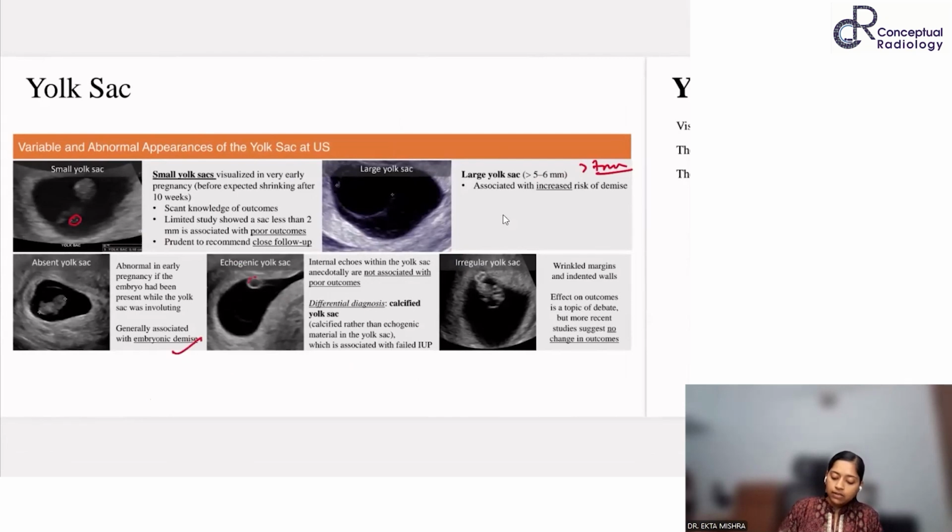If yolk sac is very echogenic, it can be a calcified yolk sac, failed intrauterine pregnancy. If your yolk sac is echogenic as well as irregular, that is a variation in the appearance of morphology and it does not really correlate with the outcome. So these are the variable abnormal appearances, and you should know which points to a dismal outcome. Most importantly, the large yolk sac. It tells that the pregnancy is not going good.